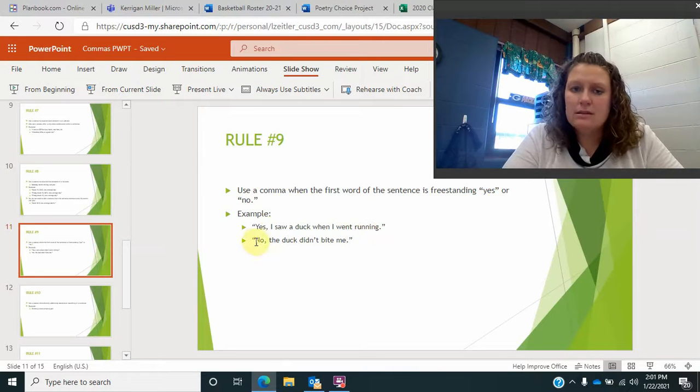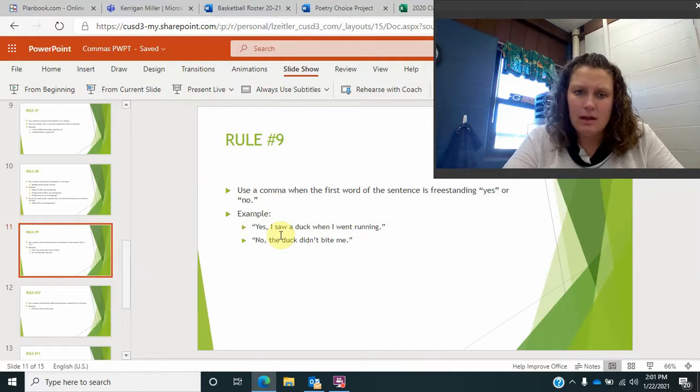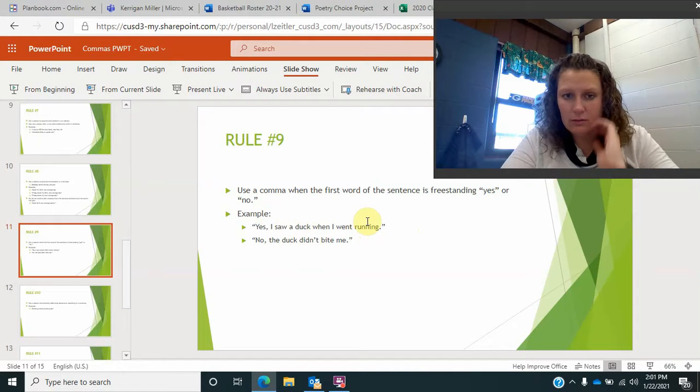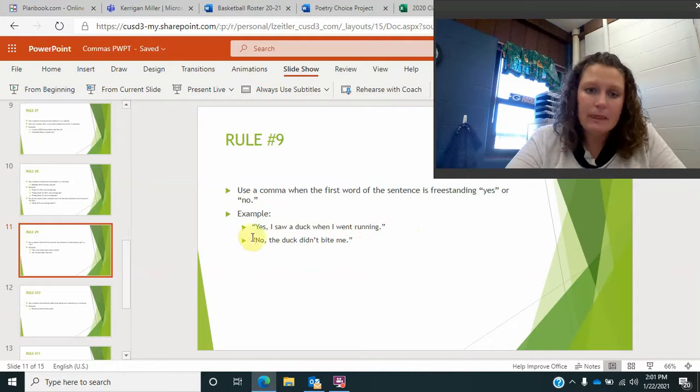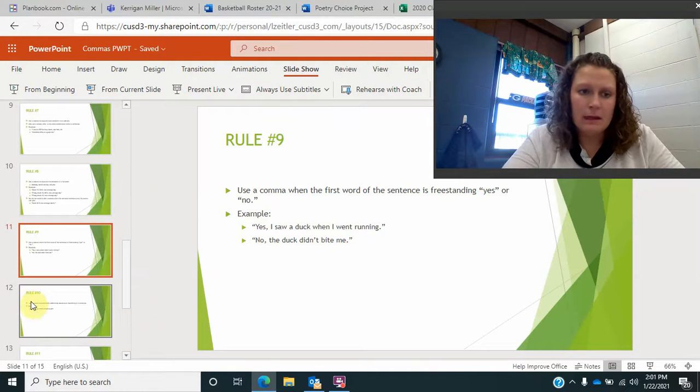So their example is, yes, comma, I saw a duck when I went running. Okay, the yes is the freestanding portion, and since you're following it up with the remainder of the sentence, which typically is an independent clause, you will need a comma before continuing with the following details. No, comma, the duck didn't bite me. The question would have been, did the duck bite you? Why? And then they followed up with, no, the duck didn't bite me. So that's rule 9, pretty simple. If you need to pause this to take notes, feel free to do so.